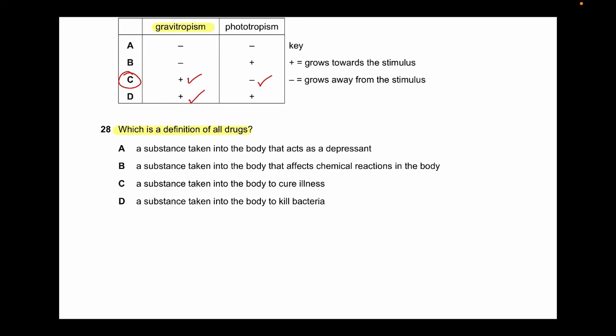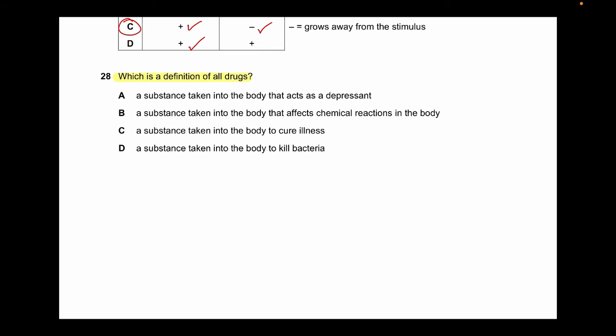Which is a definition of all drugs? Well, a drug is a substance that is taken into the body that acts as a depressant? No, not all drugs are depressants. It is a substance taken into the body that affects chemical reactions in the body? Yes, it does affect chemical reactions in the body. A substance taken into the body to cure illness? Not all drugs have the ability to cure illness. A substance taken into the body to kill bacteria? Neither can all drugs kill bacteria. So for question number 28, option B.